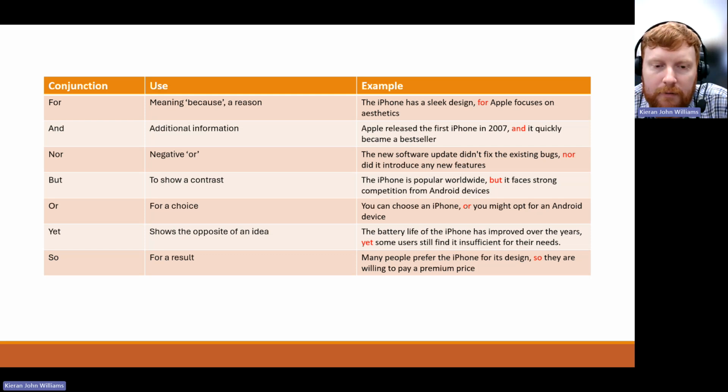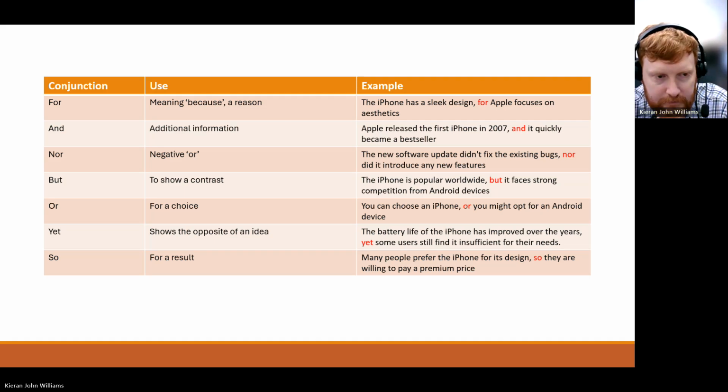The next one we have is but. So I'm sure you already know this one as well, but shows a contrast. So it mixes a positive with a negative or a negative with a positive. So the iPhone is popular worldwide. There's our positive, but it faces strong competition from Android devices. Okay, so we've got a mixture of positive and negative there.